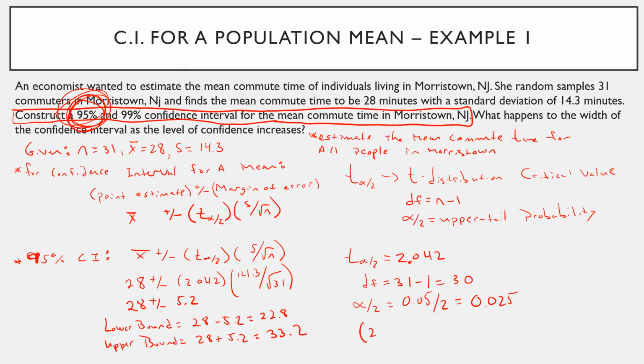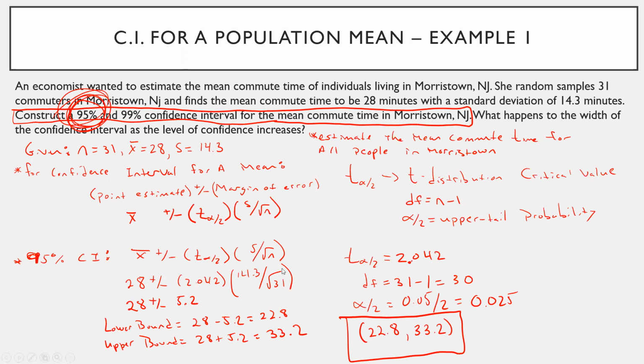All right, so this is what we're saying. We're 95% confident that the mean commute time of everybody in New Jersey is somewhere between 22.8 minutes and 33.2 minutes. All right, does this ring a bell from last week? Yes. Yes.